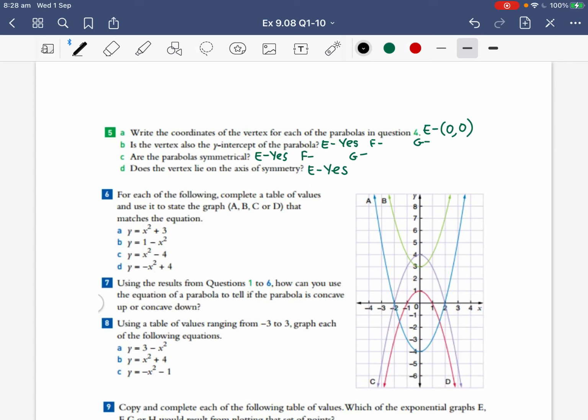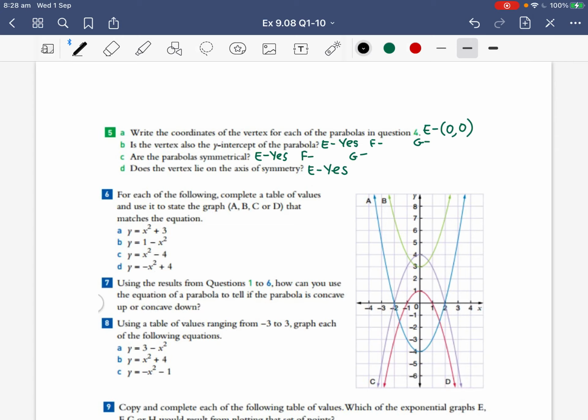For A, we have the equation y equals x squared plus 3, and I have drawn up a table of values going from -3 to 3. For our first x value of -3, we substitute x equals -3 in for x in our equation. So we'll have y equals, we need to make sure we put the brackets, (-3) squared plus 3. In our calculator, we go brackets -3 squared plus 3, and we get the value of 12.